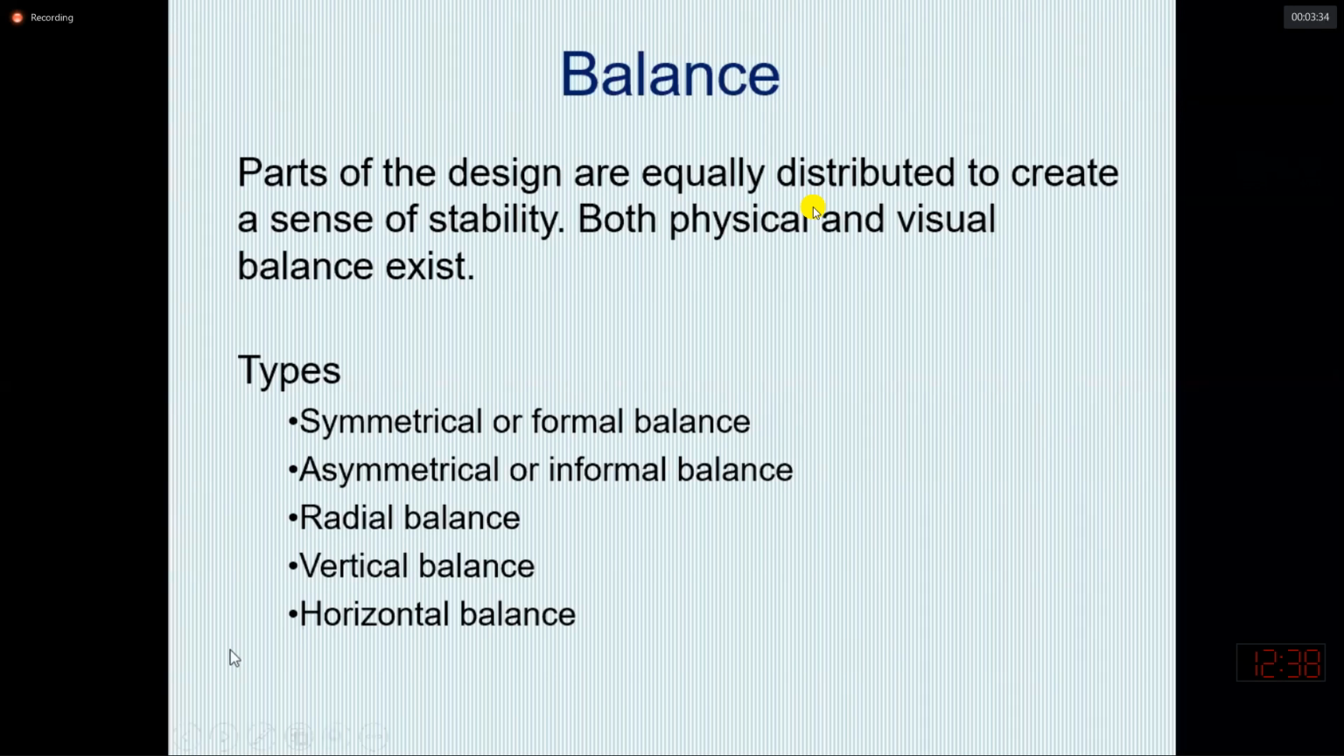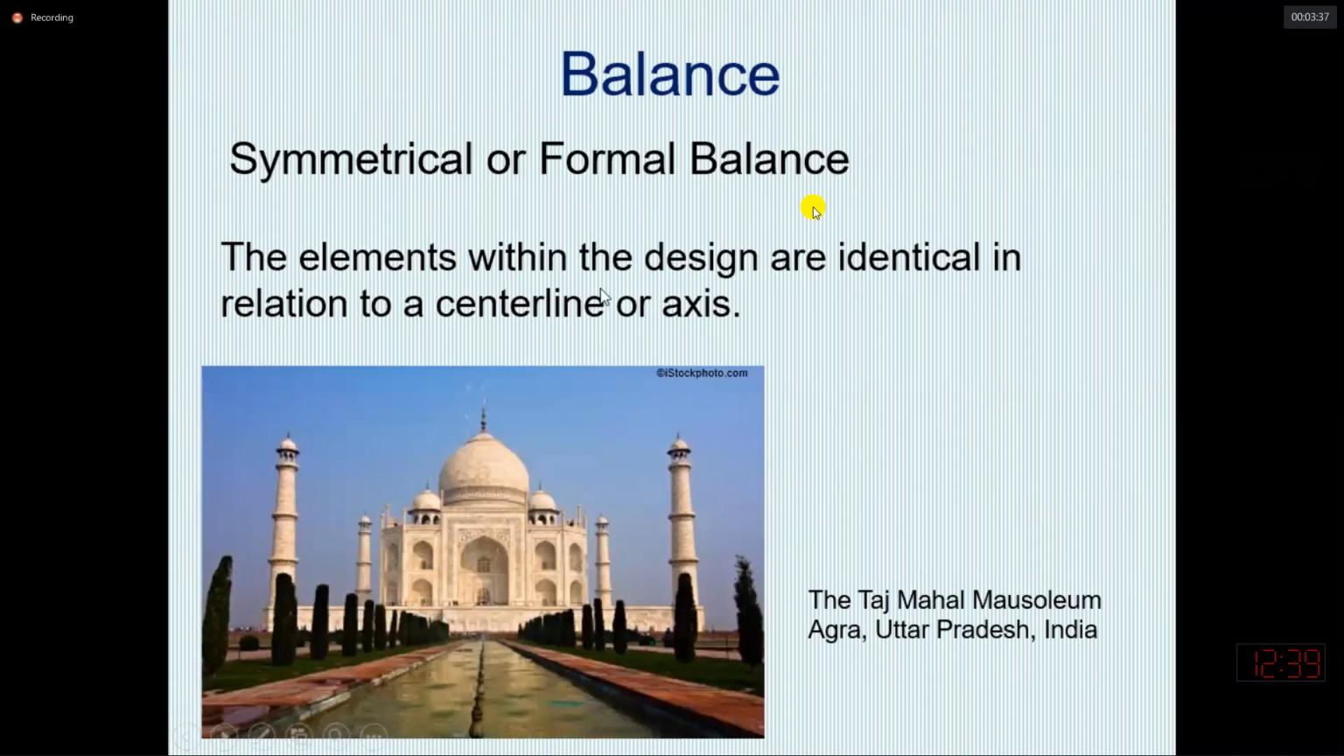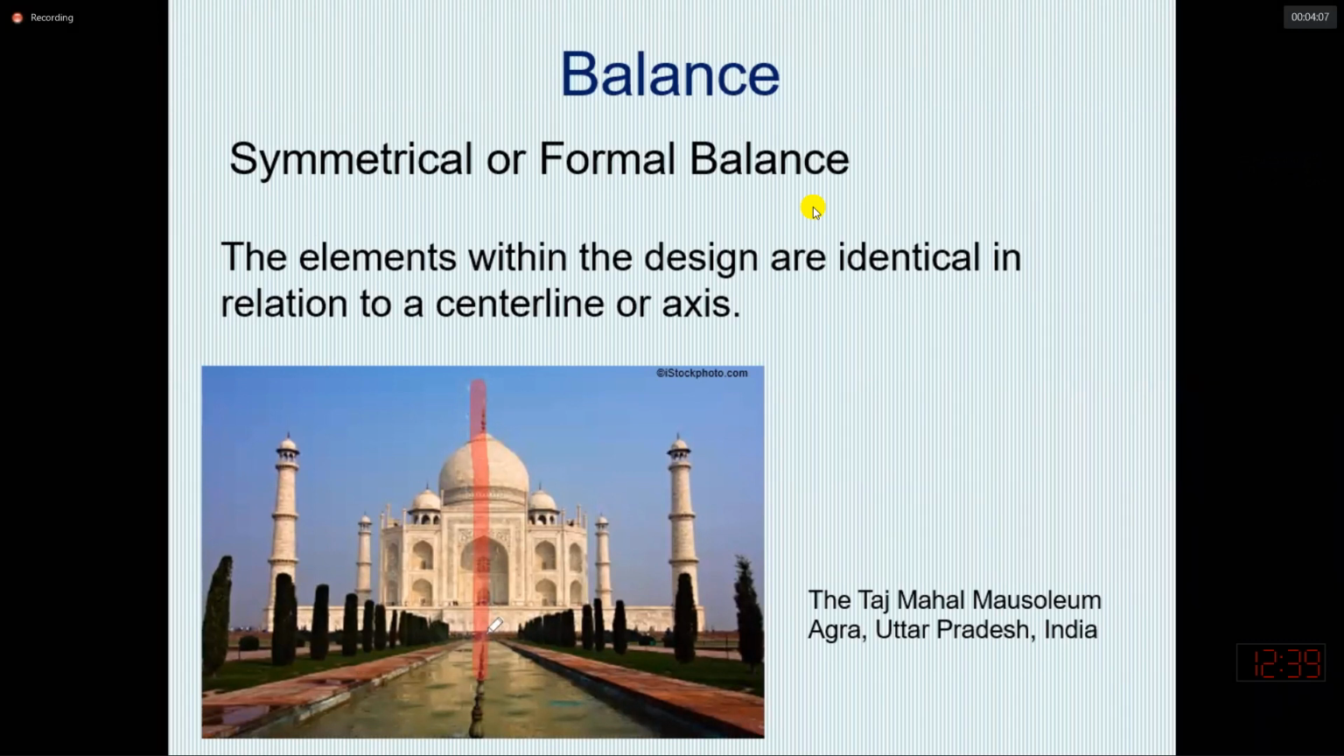There are five types of balance. The first one is formal or symmetrical balance, in which the left hand side is mostly equal to the right hand side. Here we can see that when we divide it from the central axis, the left hand side is just a replica of the right hand side.